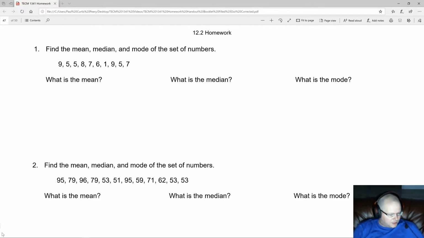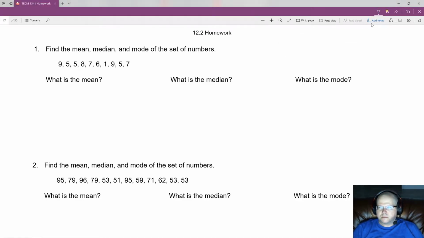12.2 homework. All right, so we're going to find the mean, median, and mode of the set of numbers. So to find the mean, what we do is we simply add all the numbers together. Order does not matter. Plus 1, plus 9, plus 5, plus 7.